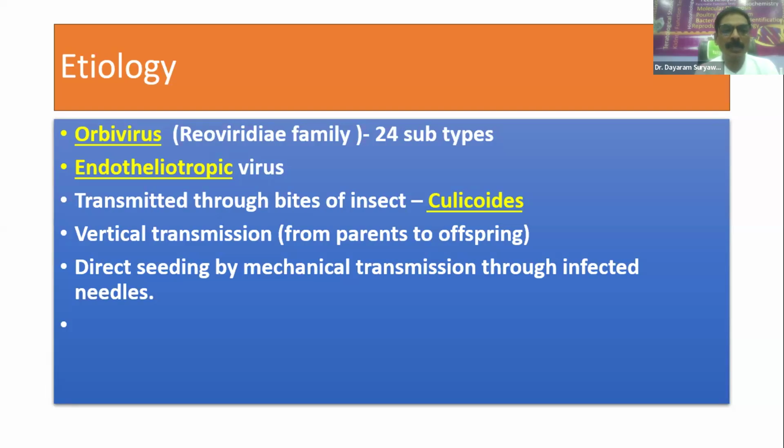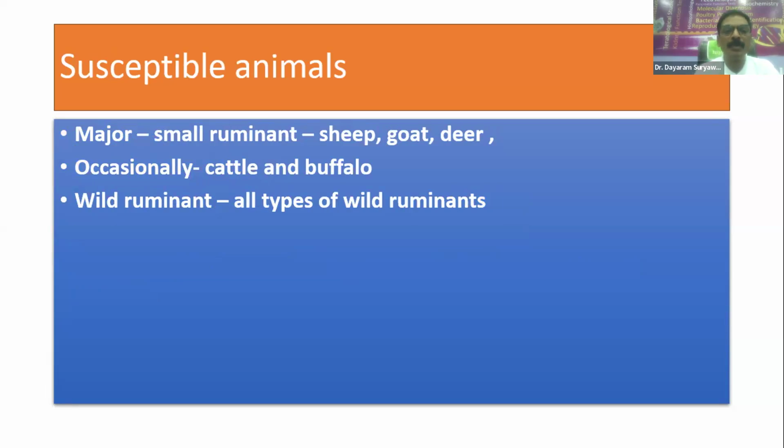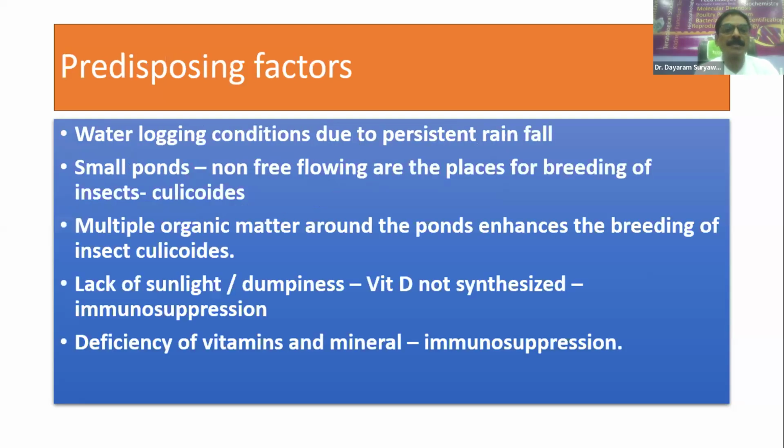This virus is truly endothelial tropic, meaning it affects the blood vessels only. Transmission occurs through the culicoids. Vertical transmission from parents to offspring is observed generally in pregnant animals. Direct seeding by mechanical transmission through infected needles can be possible. Small ruminants are majorly affected by bluetongue, sheep, goats and deer. Occasionally, cattle and buffaloes are affected, and wild ruminants are also affected by bluetongue infections.